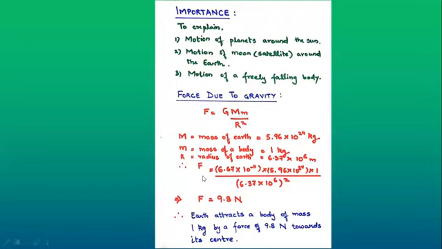Let us calculate the magnitude of this force due to gravity. On substituting the values, this force comes out to be 9.8 Newton. That is, earth attracts a body of mass 1 kg by a force of 9.8 Newton towards its center.